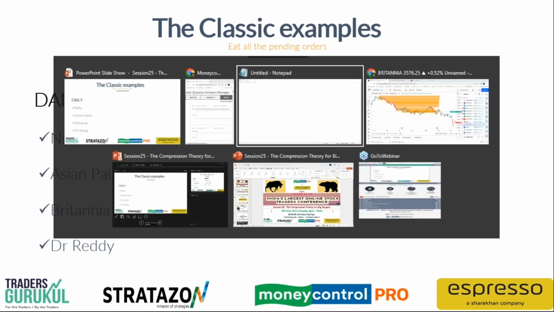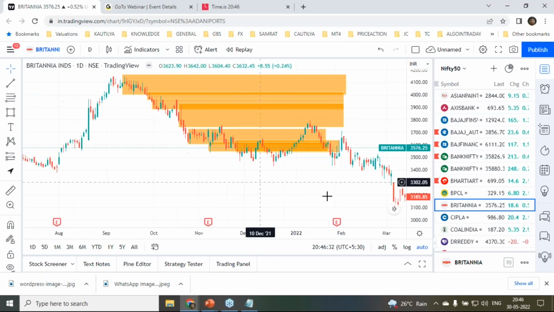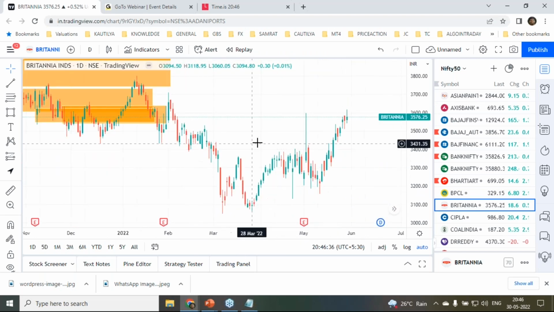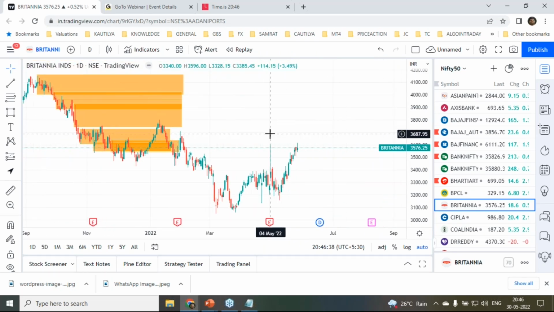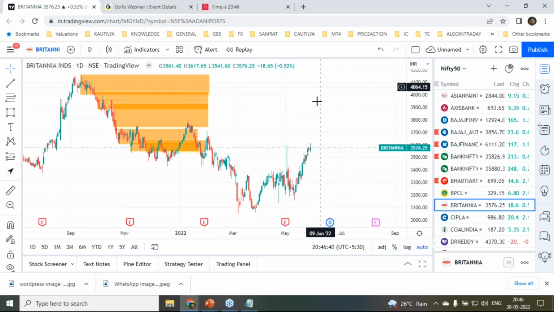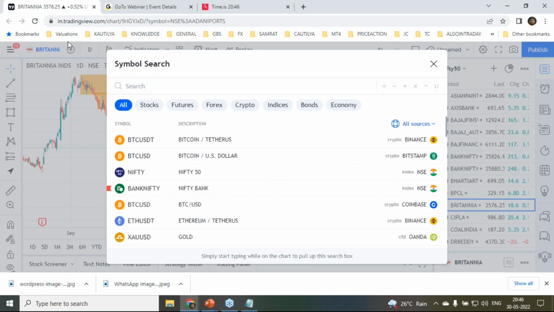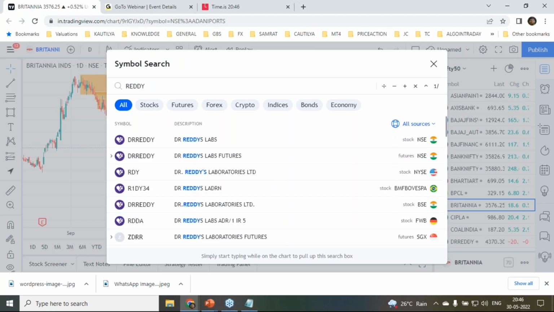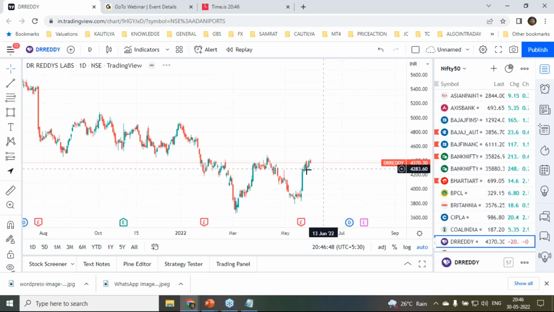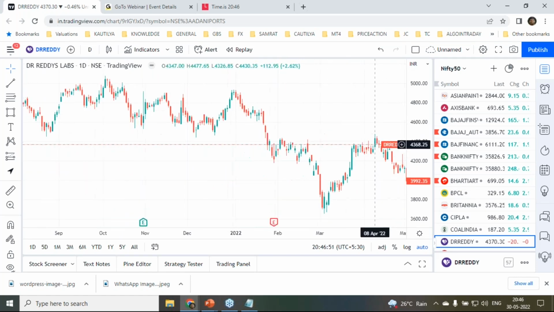So let me go back to the chart. Tomorrow, if price comes back, there is every possibility of breaking this zone. If price comes back, there is every chance that price will happily go and make 4,200 levels. Somebody said Dr. Reddy's Labs. I saw some solid compression there.